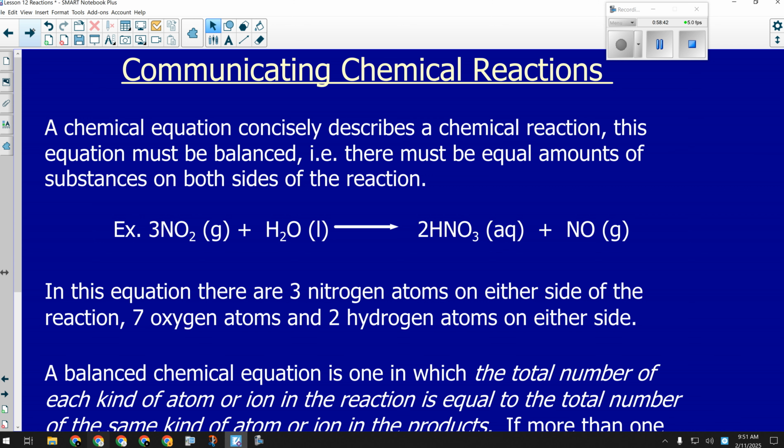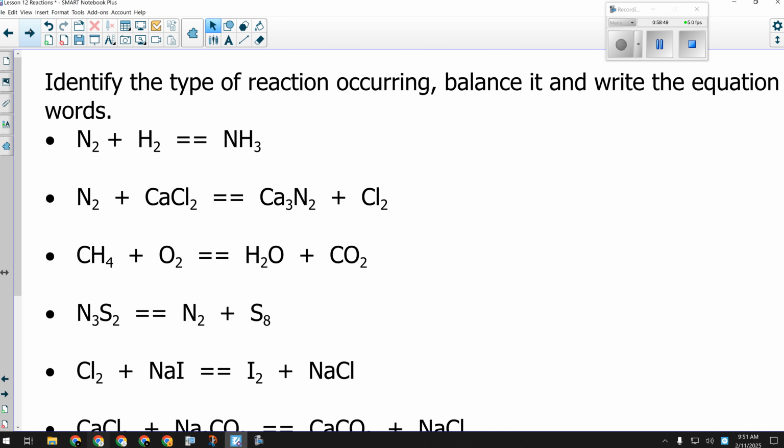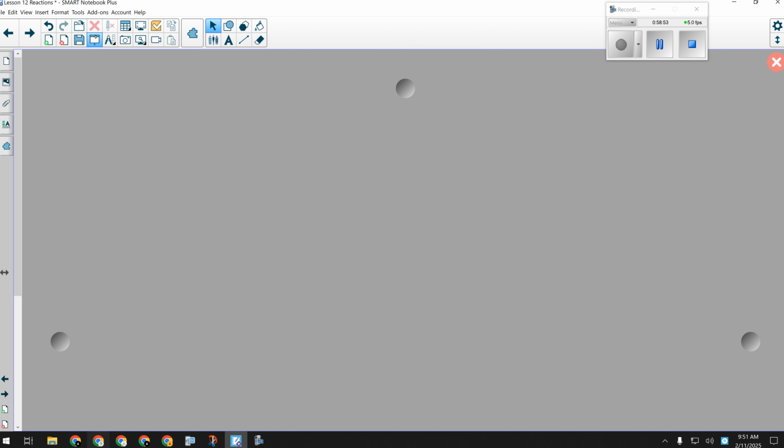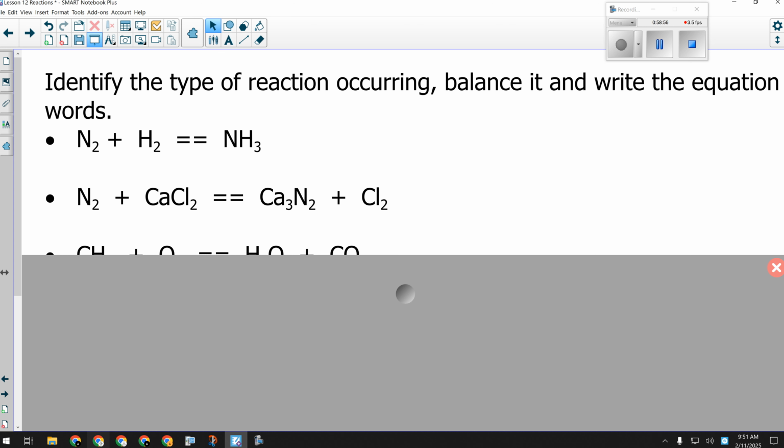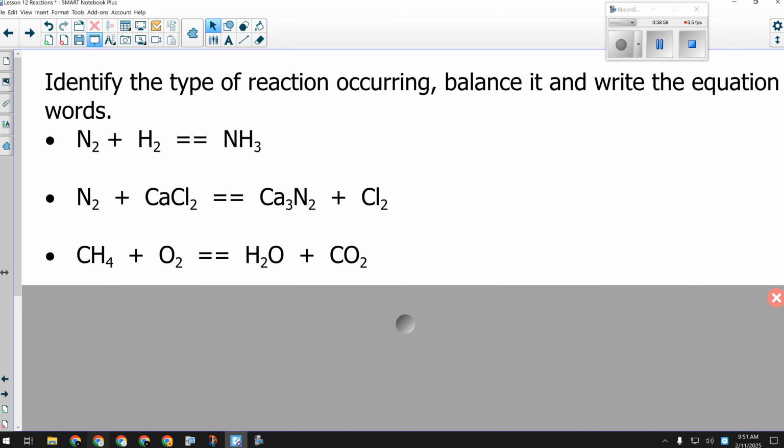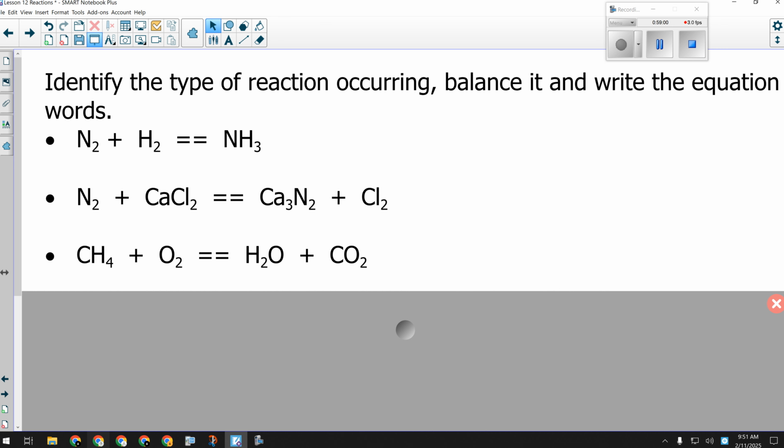So we talked about balancing already. We're actually just going to skip over this because we've been doing the balancing all the way along. It is something that we'll work on. Here's what I would like you to do. Write these reactions down as they appear here, and then tell me what type each one is. For right now, we'll just go with type. So write down those 3 reactions and tell me what reaction type they are.